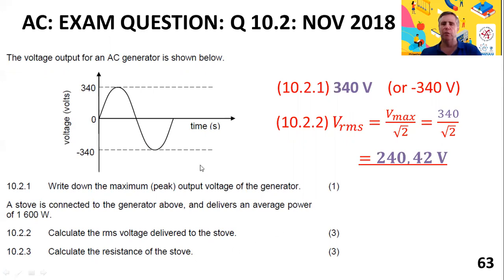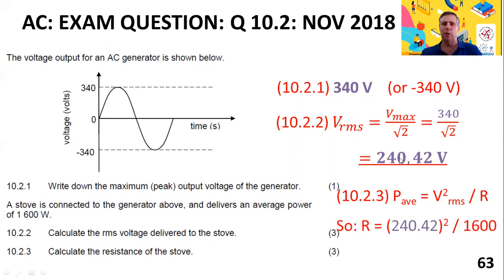10.2.3, calculate the resistance of the stove. Well, we know that power from our data sheet is V squared over R. So we substitute in VRMS from the previous question, square it, divide by 1600, which is the power, to get the resistance. Just change the subject of the formula, and we get an answer of 36.13 ohms.